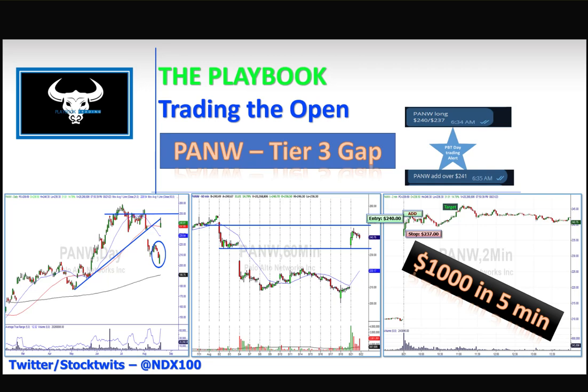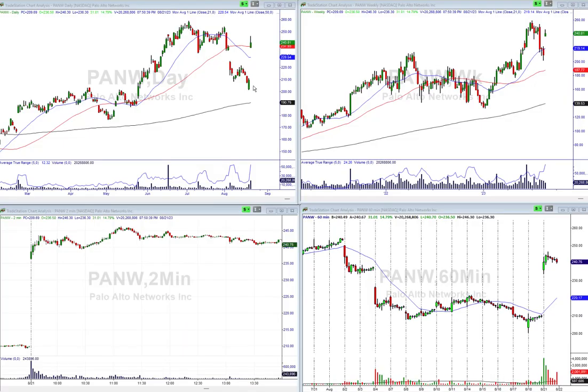Here's PANW. It's a tier 3 gap. Honestly, you could have rated it a tier 2, and be okay with that, but the reason it's tier 3 is because it's coming after a green bar. This should have been a breakdown bar, but it's not. It's a green bar. It's gapping over the green bar. Now it's gapping right into, you can call it, some sort of resistance here. And the weekly chart is more profound, where you can see some resistance.